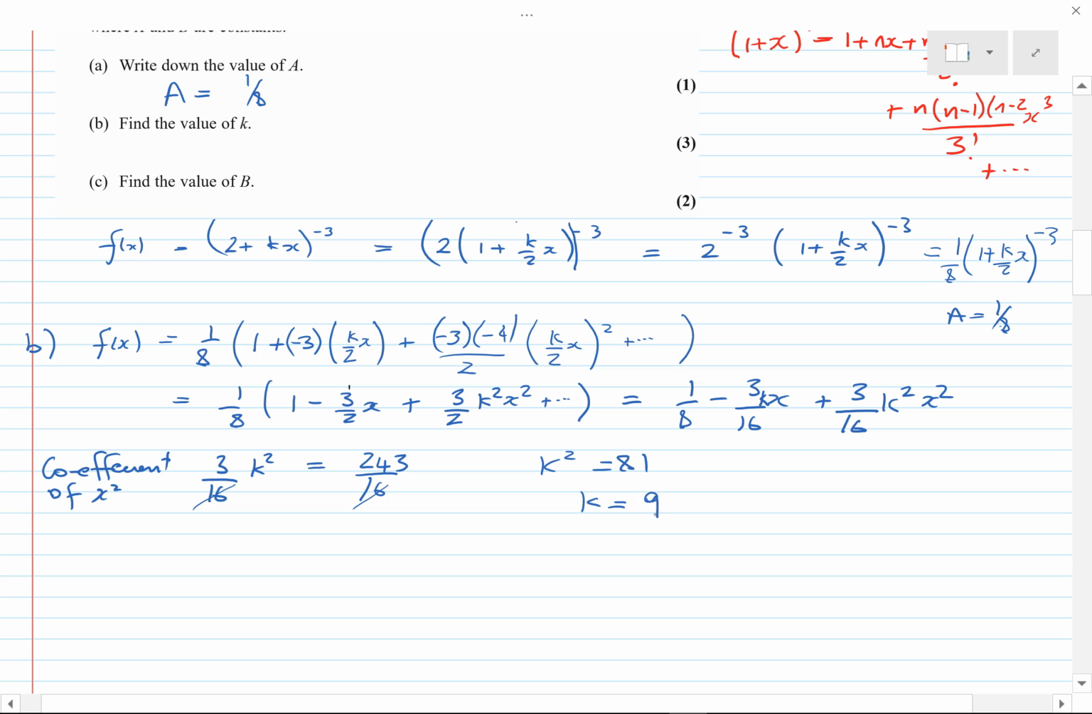Okay, and then for part C, pretty easy. Once we've got k is 9, we're just putting 9 into here. However, having marked this, it's surprising the number who dropped the negative. So the value of b is equal to minus 27 over 16.